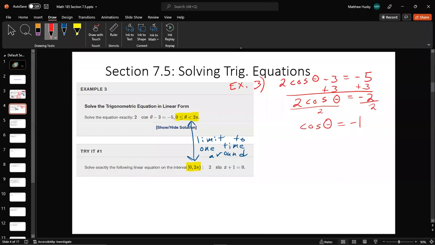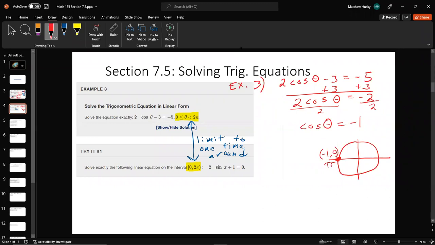Now, here's where it gets different. So we need to find where cosine is -1. Now again, remember that cosine is the x values. If we look on our unit circle, we've got this one right here, which is the point -1, 0. That happens at pi for the angle.